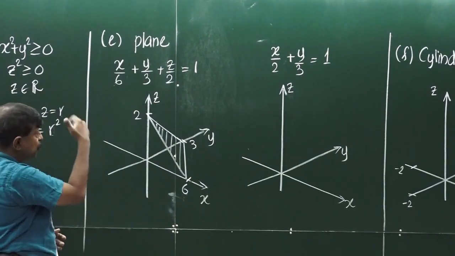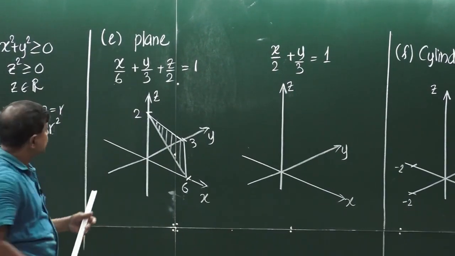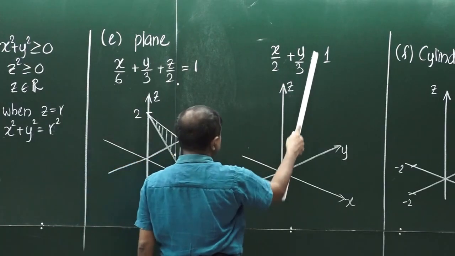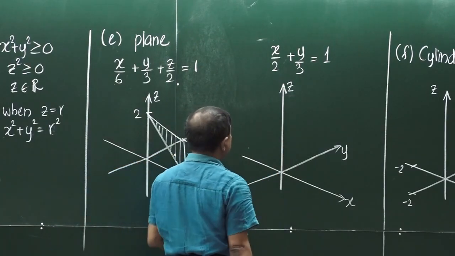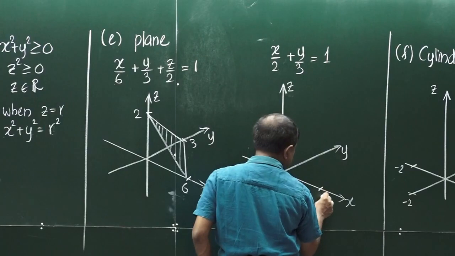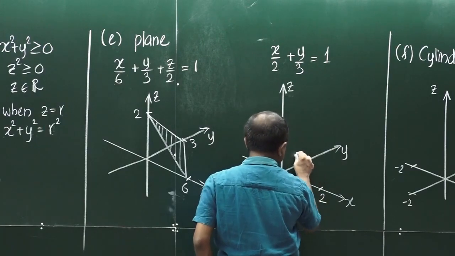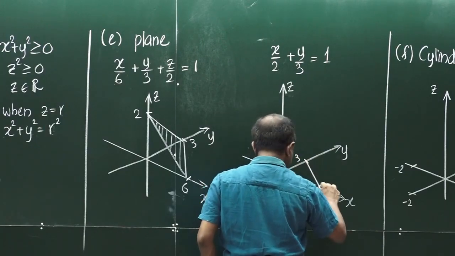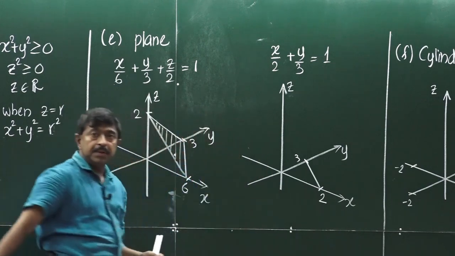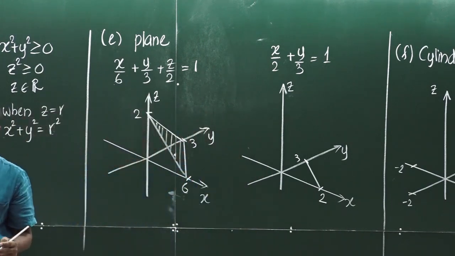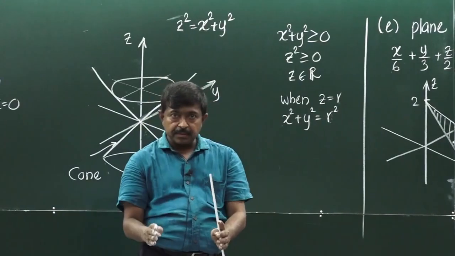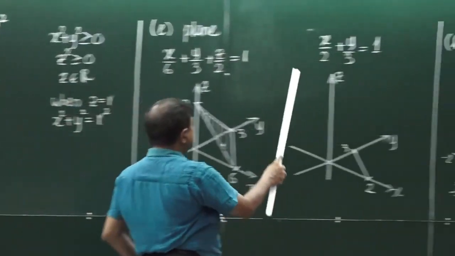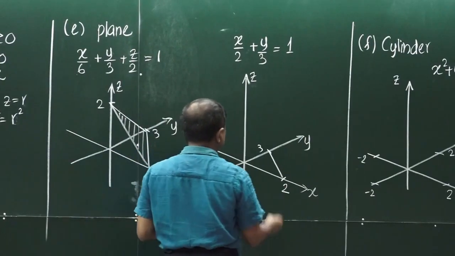In that case, there is no z intercept, because z is not appearing there. So, x intercept is 2, y intercept is 3. You draw this one, but it does not intercept the z axis. That means what? When two things are parallel, they do not intersect. That means this plane is parallel to the z axis.